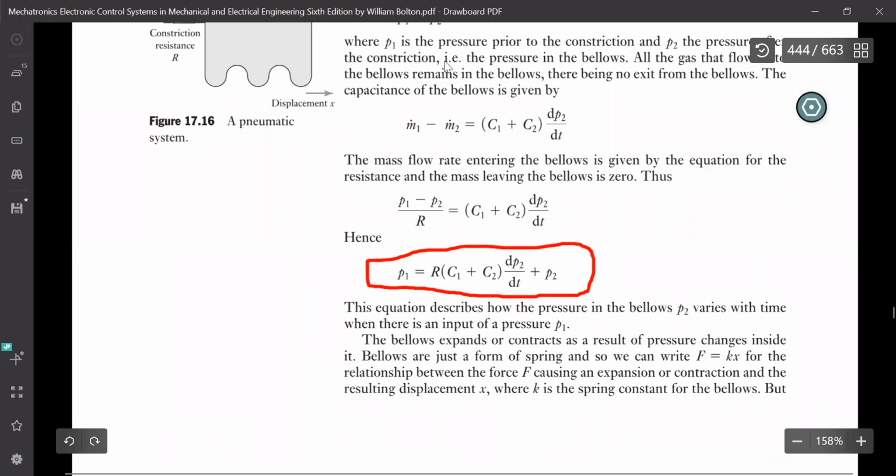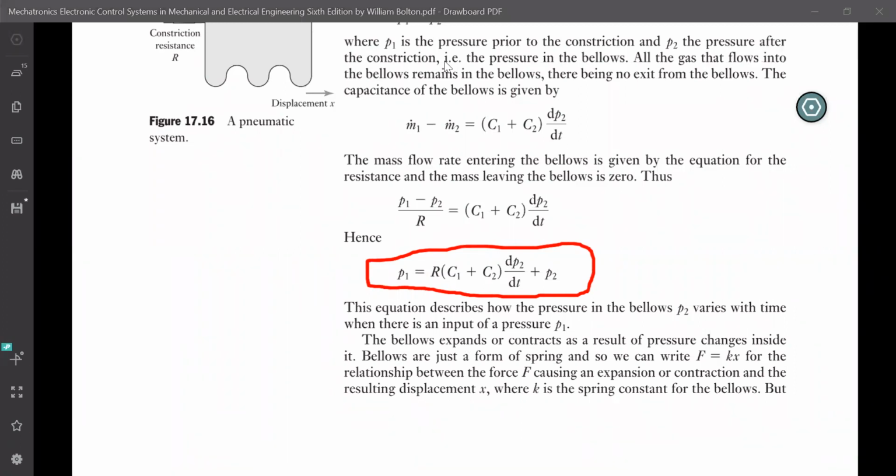Please switch off your mic. Who is there? Gautam, please switch off your mic, beta.